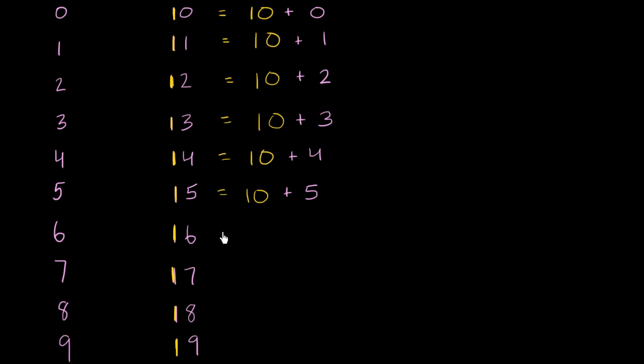So let's do that. So 16. So I can even write them all like this. They're all going to be 10 plus something. So 16 is 10 plus 6. 17 is 10 plus 7. 18 is 10 plus 8, and 19 is 10 plus 9. And when you write it out like this, it becomes pretty clear that this 1 in each of these numbers represents 10, and then the digit on the right, that just represents that many ones.